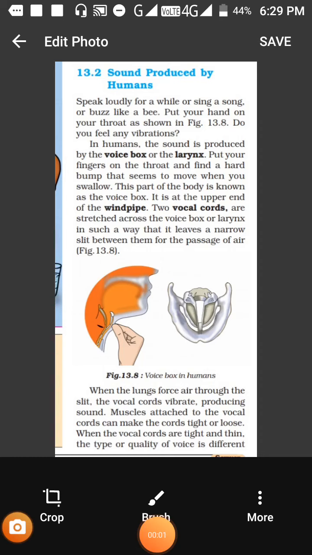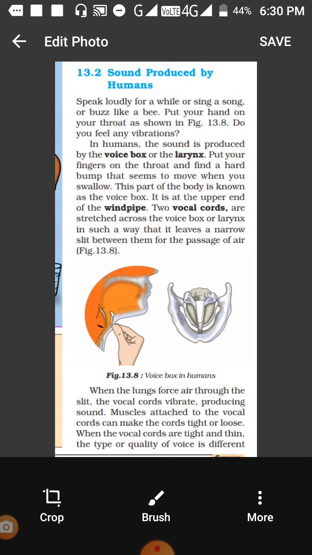In this section, we will read about how sound is produced by humans. When you speak loudly for a while or sing, then put your hand on your throat. You might have done this. When you speak and you put your finger on your throat, you will feel the vibration. So what is vibrating there?